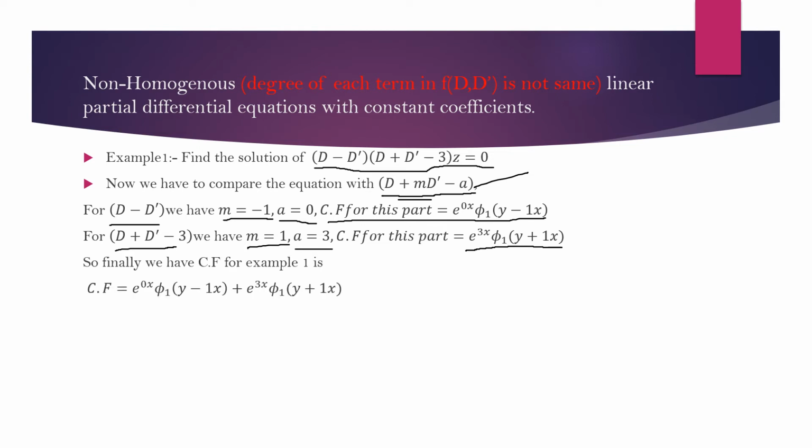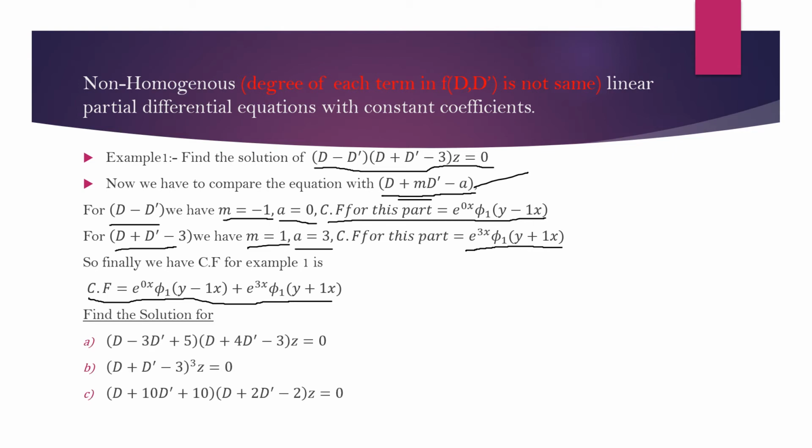So finally the CF for this problem is equal to e to the power 0x, that will be treated as 1, phi 1 (y minus x) plus e to the power 3x phi 1 (y plus x). And these are the equations where you have to try it and find the CF for these values.